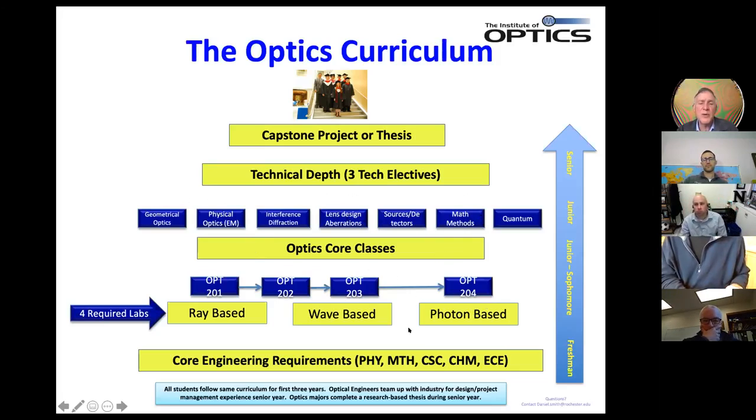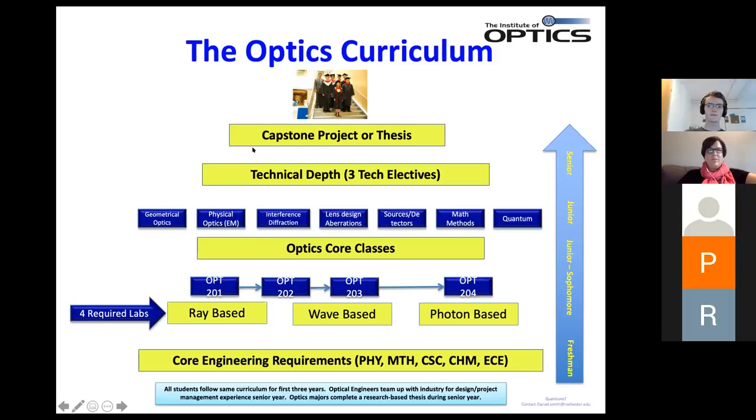You'll take courses from the math department, of course, but then we have sort of a capstone course that you'll take in the optical applications of math methods, quantum optics, and so forth. And then you end that all off with either a team-based design, if you're an optical engineering major, or a capstone project.